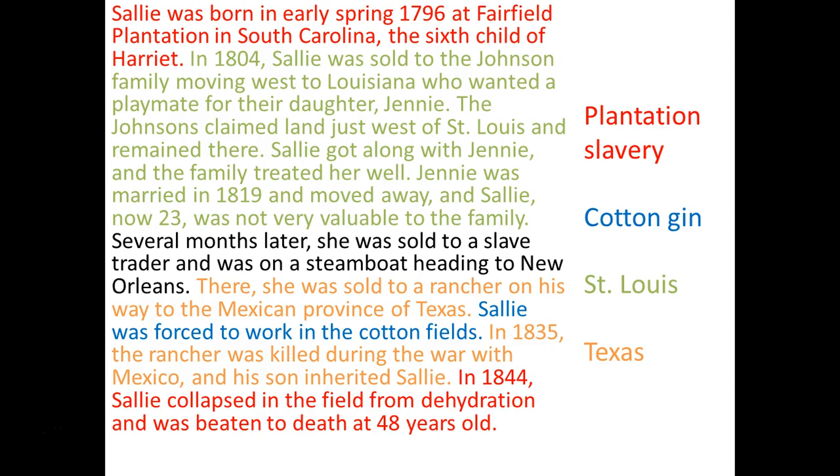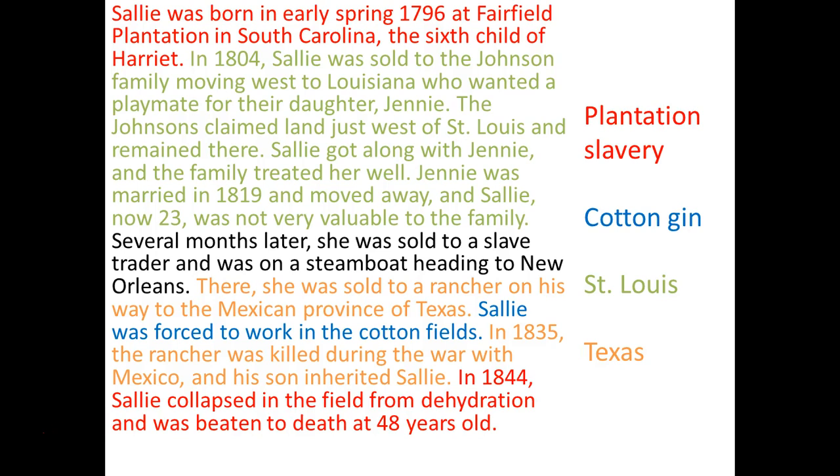Next, in 1804, Sally was sold to the Johnson family, moving west to Louisiana, who wanted a playmate for their daughter, Jenny. Honestly, this is probably more information than even needs to be included, but it's a nice, simple little detail that helps the story make some sense. The Johnsons claimed land just west of St. Louis and remained there. Sally got along with Jenny, and the family treated her well. Jenny was married in 1819 and moved away, and Sally, now 23, was not very valuable to the family.